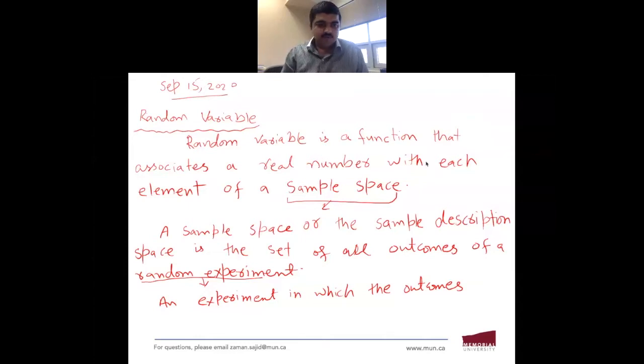Now we need to define the random experiment here, and a random experiment is an experiment in which the outcomes cannot be predicted with certainty. So outcomes cannot be predicted with certainty.